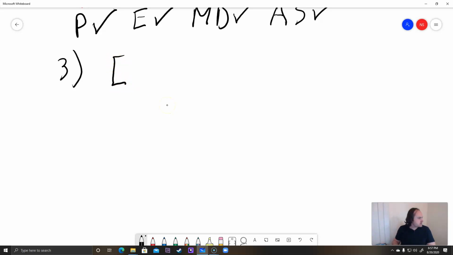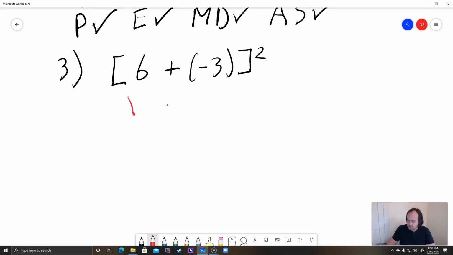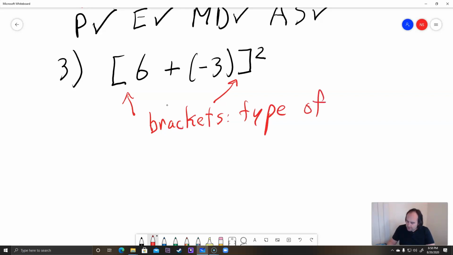So I'm writing brackets, and then 6 plus parentheses negative 3, and then I end my brackets, and then my brackets are squared. So the brackets are raised to the second power. Okay, but we're still going to be following PEMDAS here. It's just these brackets here, the angular brackets, are a type of parentheses.